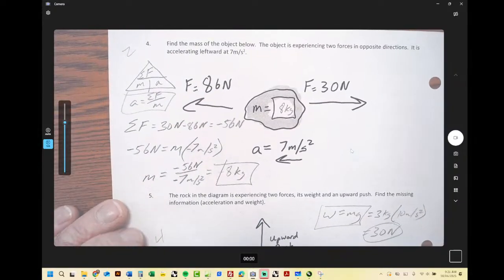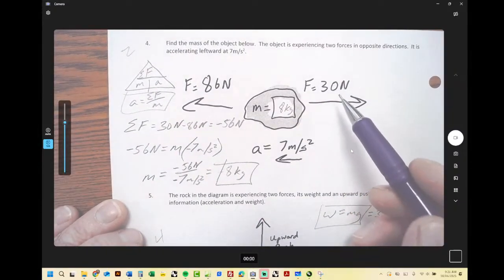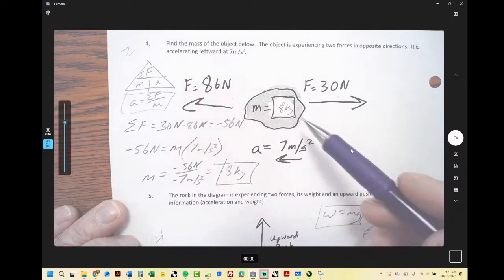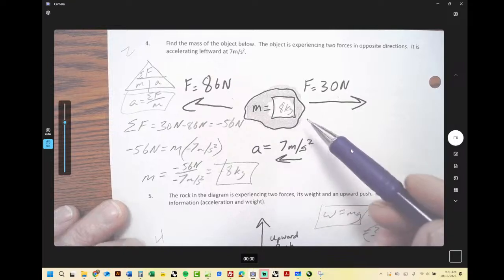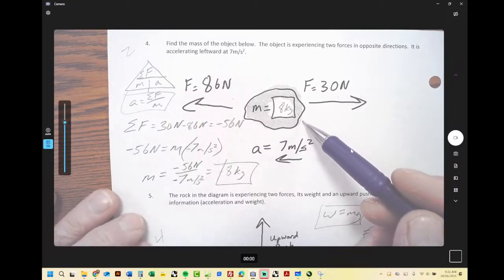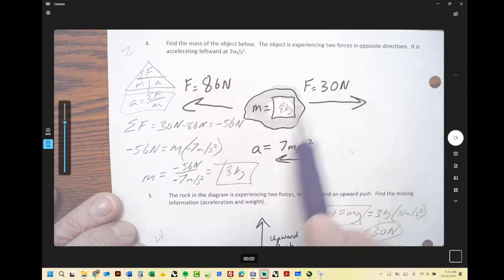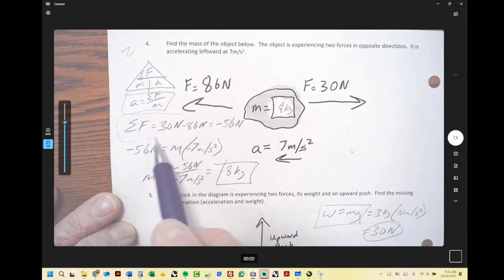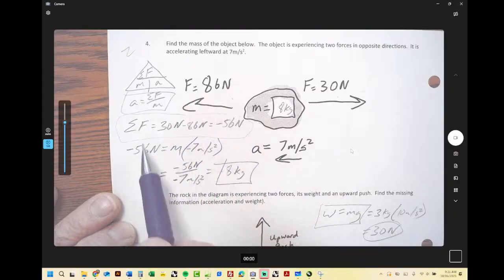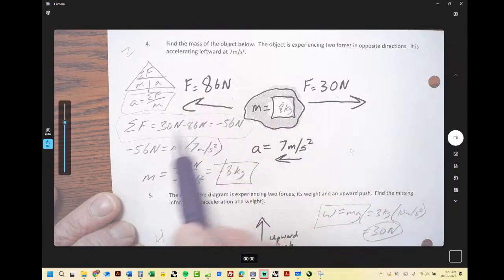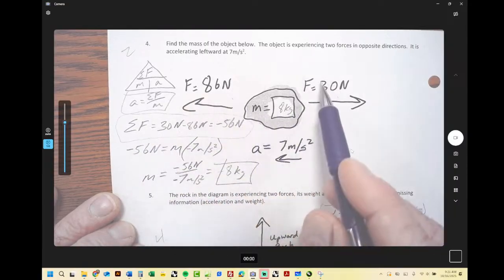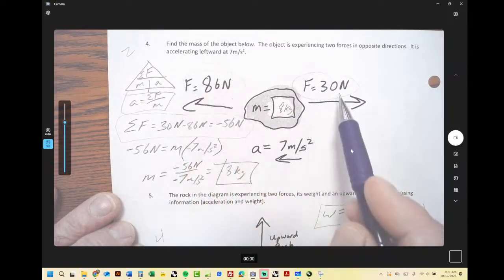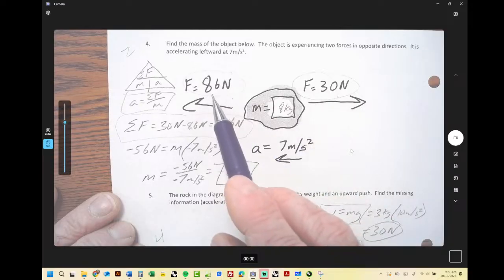This one, you're given a force to the right and a force to the left and the acceleration, and you're looking for mass. So I'm just going to use all my formulas and see what I can do. One formula that I can use is this. This is the net force, which is the vector sum. To get the net force, all I have to do is add up all the forces, and there are just two. There's 30 and there's 86, but I don't want to do 30 plus 86 is 116.